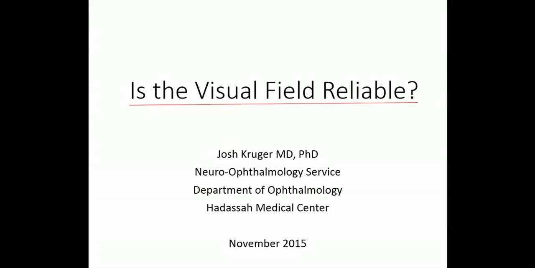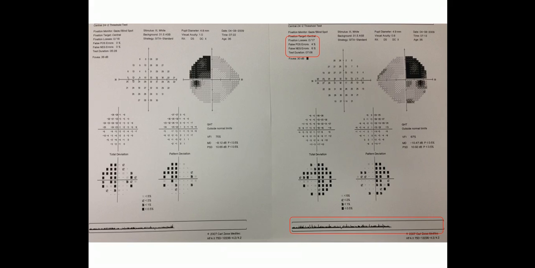So in this third part of the series on automated visual fields, we'll address the question of how do we know whether the visual field is reliable? And this is a very important piece of information in terms of assessing the visual field. This information is provided in the red boxes that I've illustrated over here. We're going to focus on each of them.